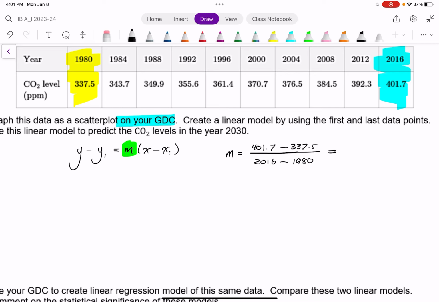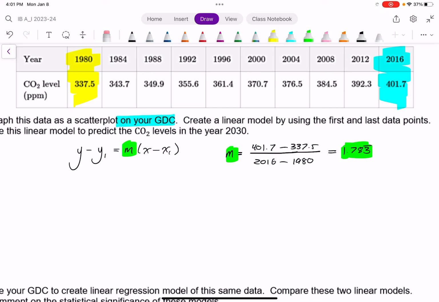And if you do that, you should get actually exactly 1.783 repeating. So there's my gradient, which represents every year, on average, the carbon dioxide level in the atmosphere in parts per million is increasing just shy of 2 per year.